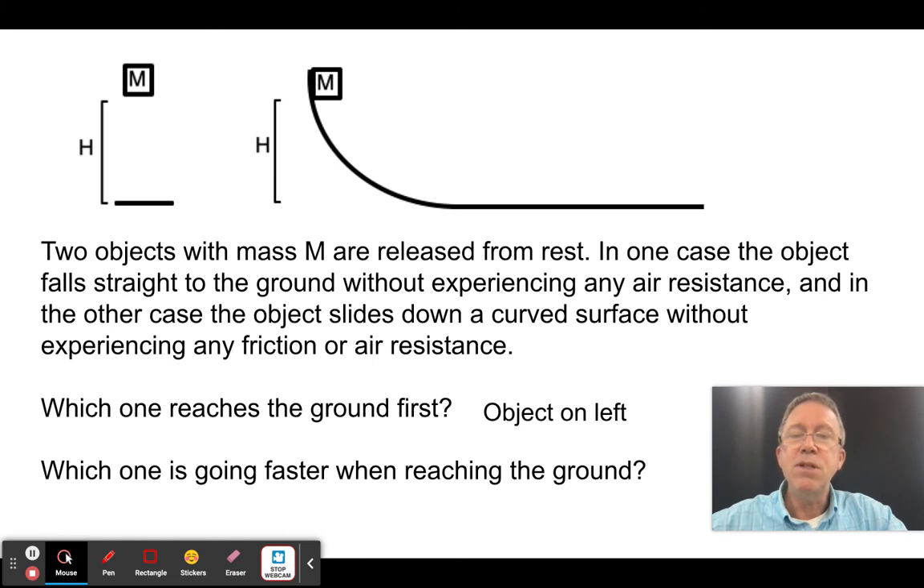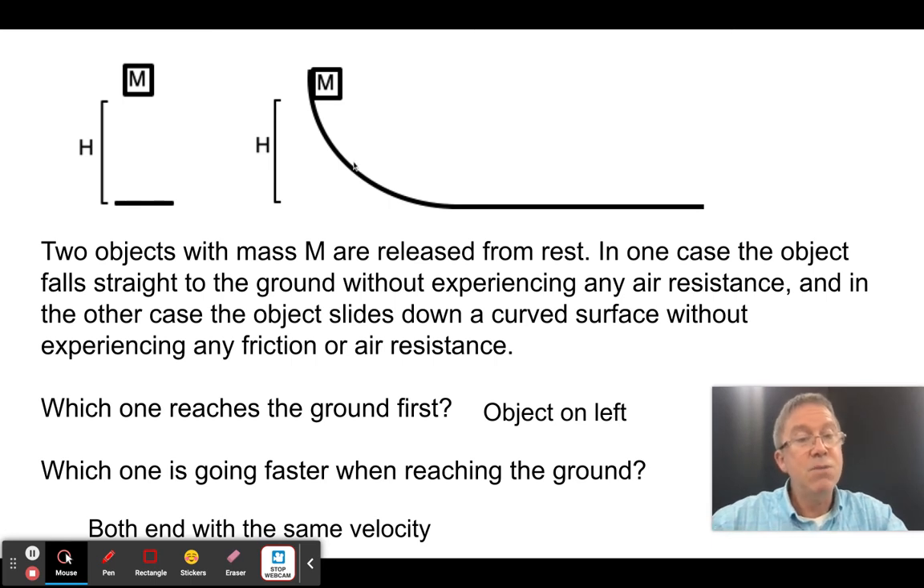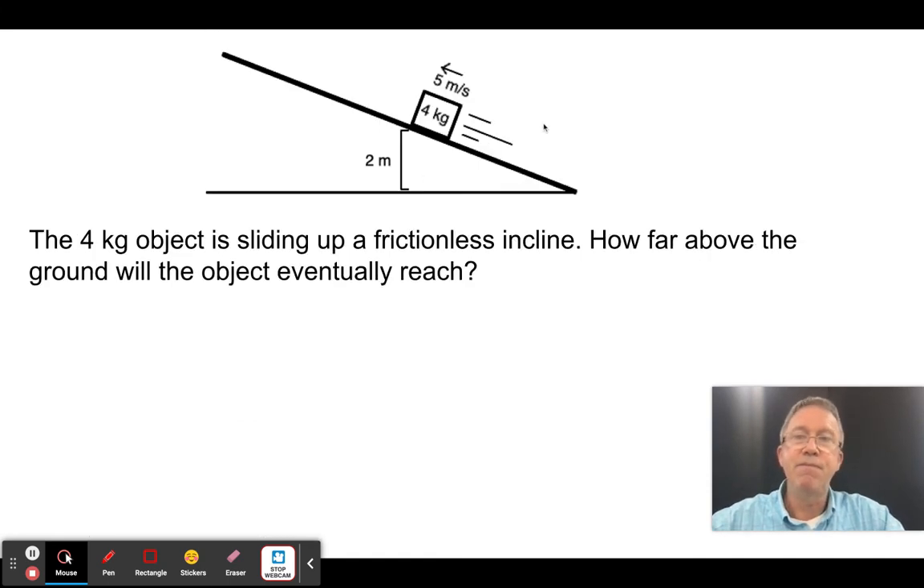But what about which one is going faster when it reaches the ground? It turns out because this is a frictionless surface and we have a conservative force, gravitation, acting between this object and the ground, that the path taken is irrelevant. They both started off with the same amount of potential energy and they lost all of it, so it must have all been converted to kinetic energy. They both have the same velocity upon reaching the ground. Even though this one got there first, because we conserved mechanical energy, all the potential energy got converted to kinetic energy. In both cases, they're going the same speed.